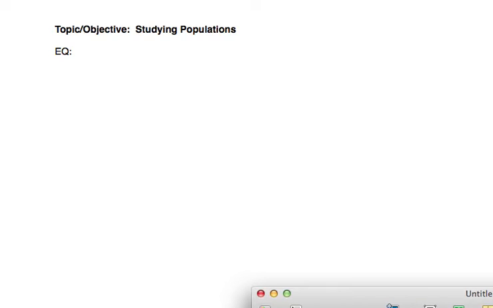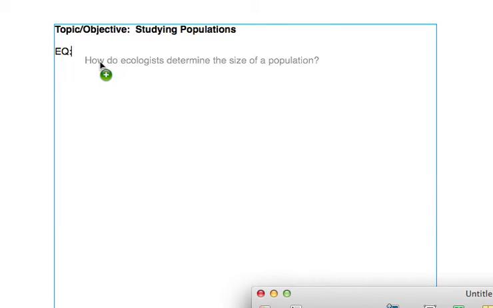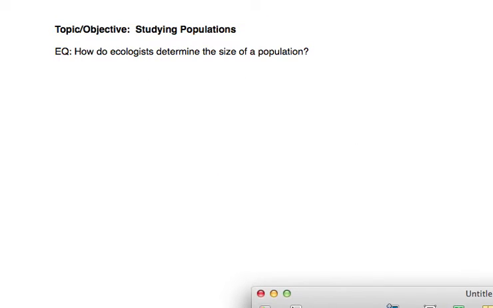The first essential question is, how do ecologists determine the size of a population? So how do they know how many members are there? What are the ways they can do that?